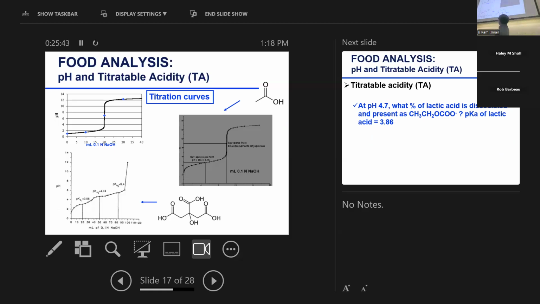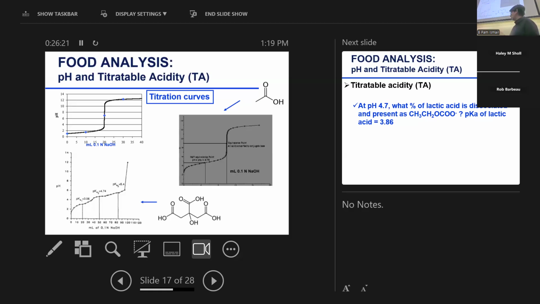Now, this is citric acid. So you have 3 carboxyl groups: 1, 2, 3. So how many hydrogens? You have 1, 2, 3 hydrogens that participate in the reaction. So you have 3 pKa's, dissociation constants: 1, 2, 3. Each pKa is different because you have different dissociation constants. So you will see buffering zones, 1, 2, 3 buffering zones.